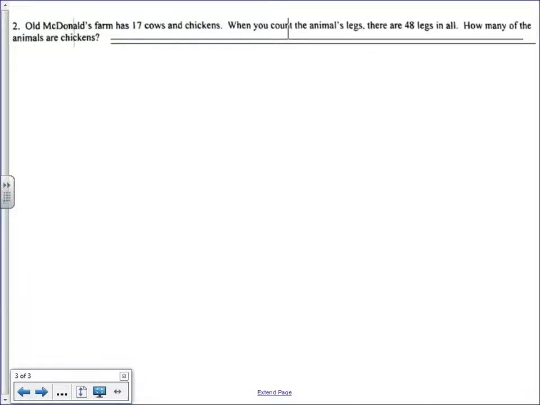Okay, so here's number 2 from our word problems with linear systems today. All right, so this one's a little fun.